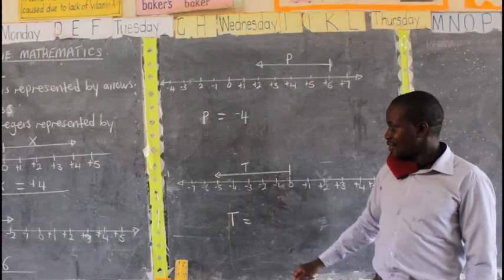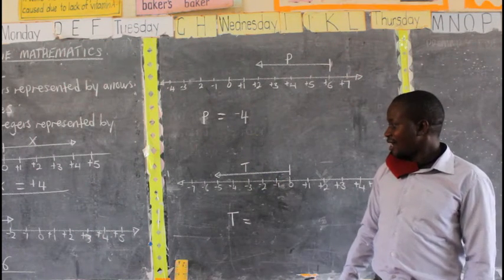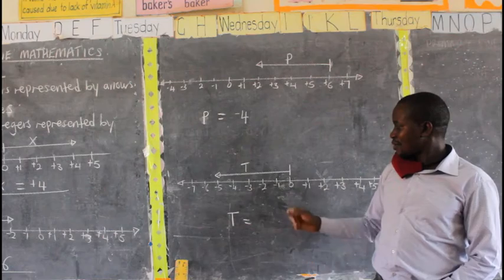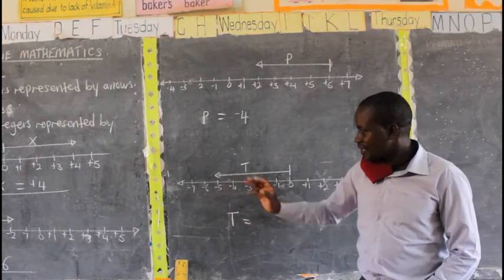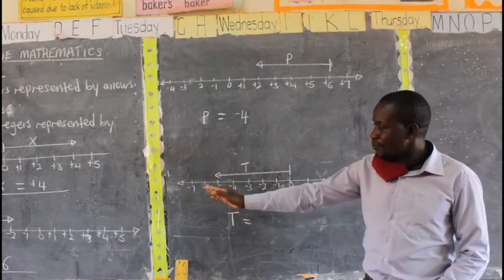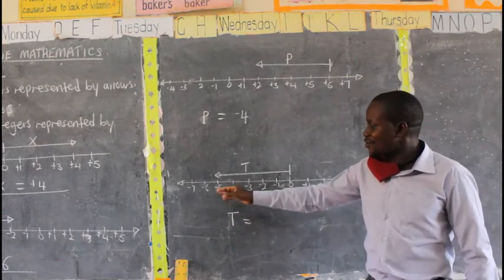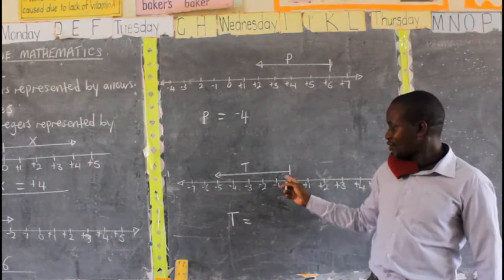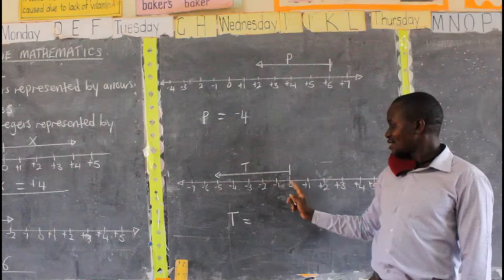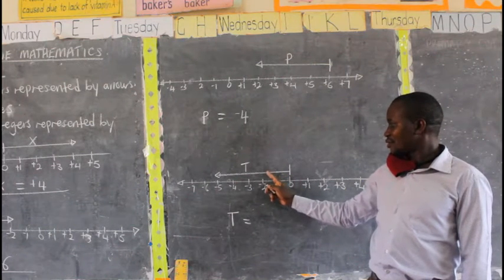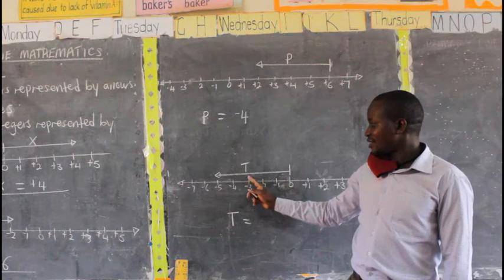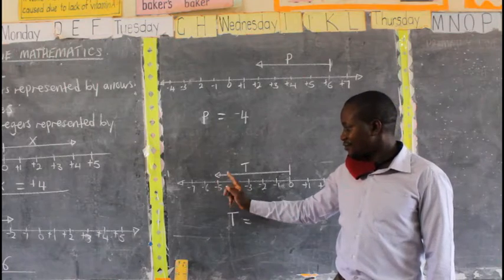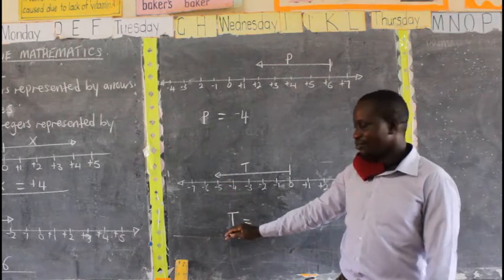Then, lastly, we have arrow T. Arrow T starts from 0 up to -5. And this one is also pointing in the negative direction, even though it has stopped in -5. Therefore, count from here, going the other side. This is it. 1, 2, 3, 4, 5. So this one is -5.